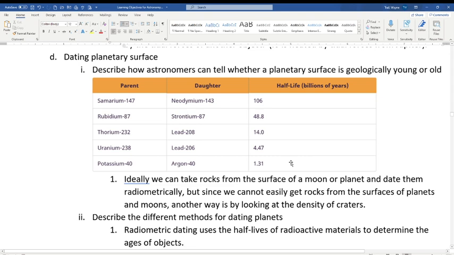So if we really want to age a surface, ideally we just take a rock from its surface and date it using this radiometric technique. But we can't always get rocks from surfaces. We don't visit all of the planets we see, and even if we do visit them, we don't bring rocks back from them. On Mars, we haven't had anything come back yet, although we're working on that right now. Usually we just send something there and leave it there.